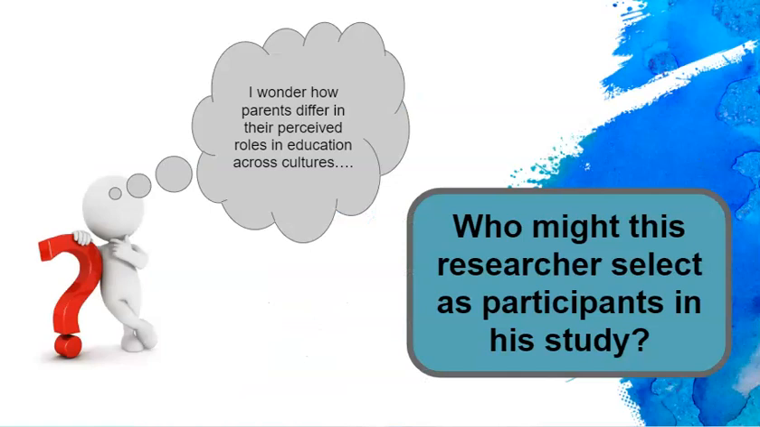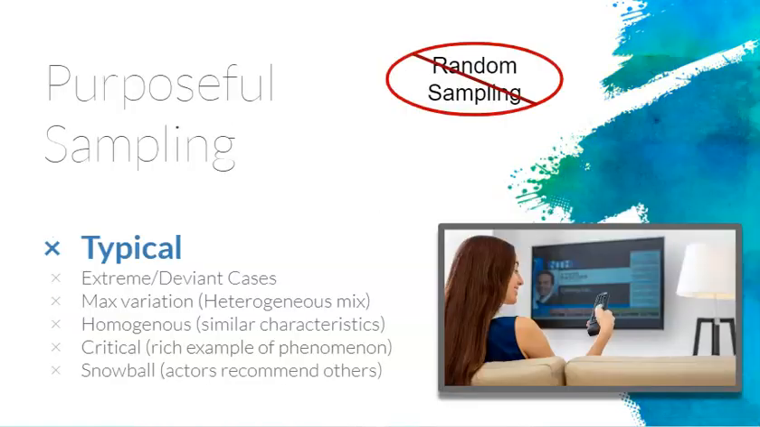So let's say this is our research question: I'm wondering how parents differ in their perceived roles in education across cultures. So the researcher, if this was my research question, as a researcher, how might I choose my participants? Remember, we're going to be doing this purposefully. Who might this researcher select as participants in the study?